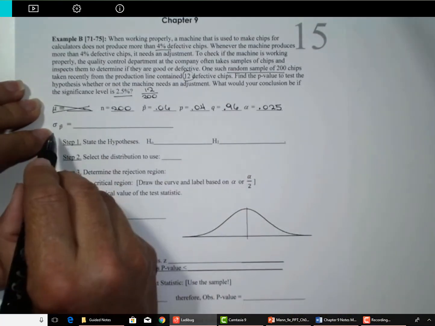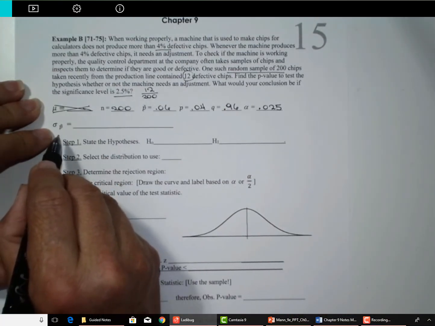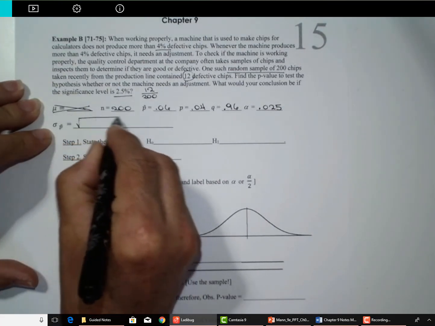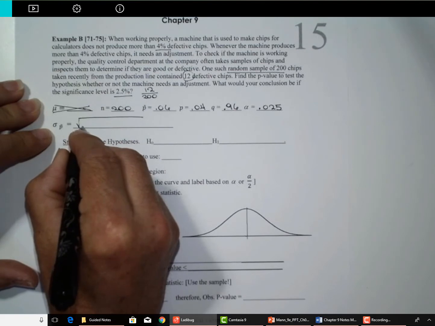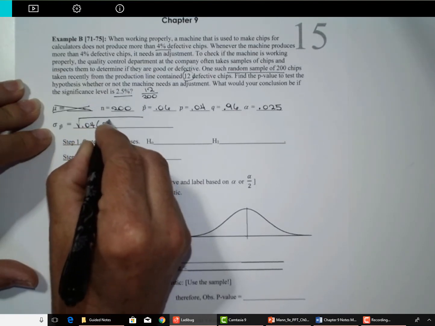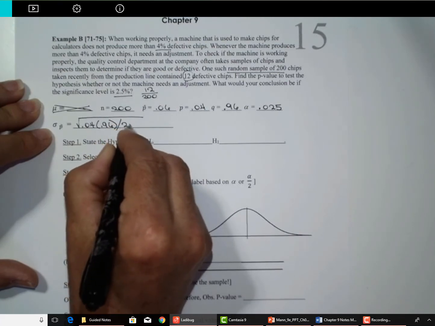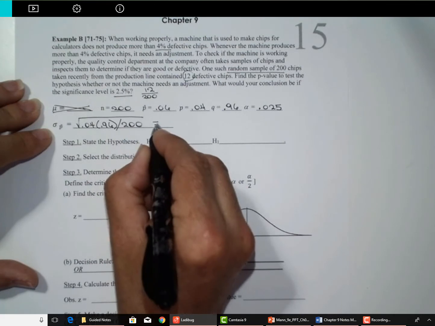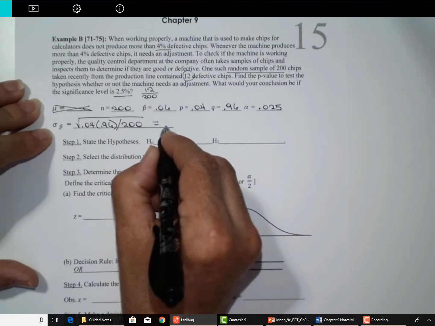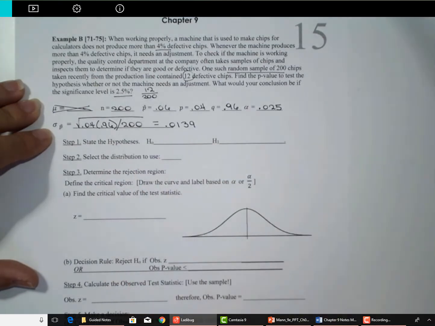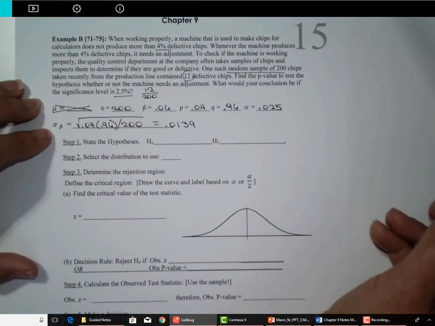Go ahead while you're doing this and calculate the standard deviation of the proportion, because you know you're going to have it. It is the square root of p times q, divided by n, and all of that is under the radical. When I do this, going to 4 decimal places is fine. I get 0.0139.